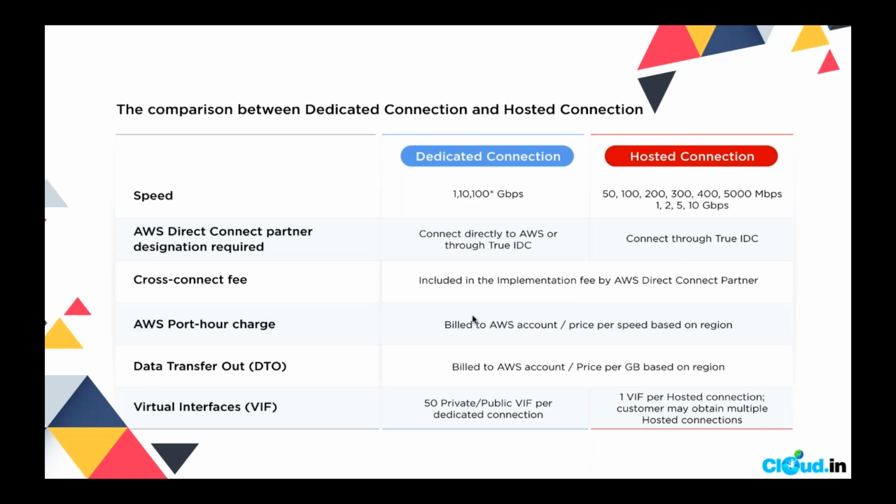And the virtual interfaces. There are limitations for hosted connections wherein you can have only one VIF, one virtual interface, per hosted connection. A customer may obtain multiple hosted connections, wherein you can have multiple VIFs, but per hosted connection you can have only one VIF. Whereas for dedicated connections, you can have 50 private as well as public VIFs per dedicated connection. As I said, that's a dedicated connection for you, so you can have multiple VIFs involved in this.